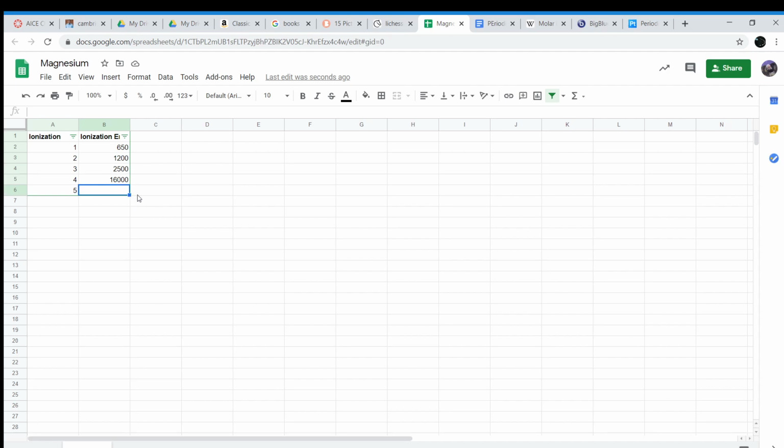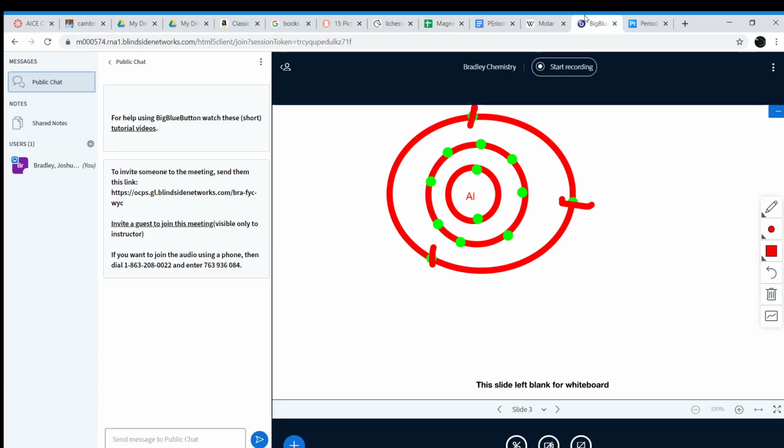And then the fifth one is going to be in the same range as this other one. So it's going to be bigger, but not a big magnitude bigger.